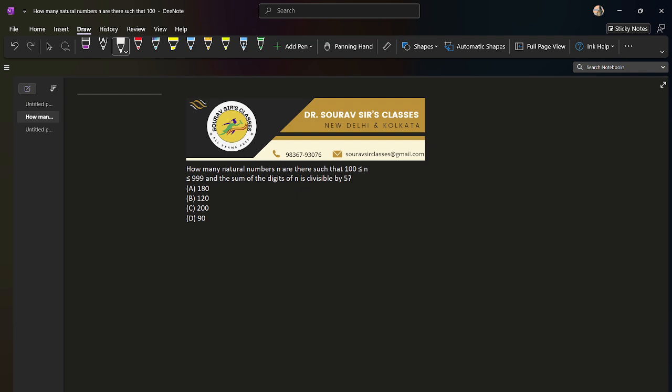As they told us, the sum of the digits of n will be divisible by 5. The numbers are from 100 to 999, so any number will look like 100a + 10b + c, where a is the hundreds digit, b is the tens digit, and c is the unit digit. So we can write that 5 divides a + b + c. Let us call s = a + b + c, so 5 divides s.